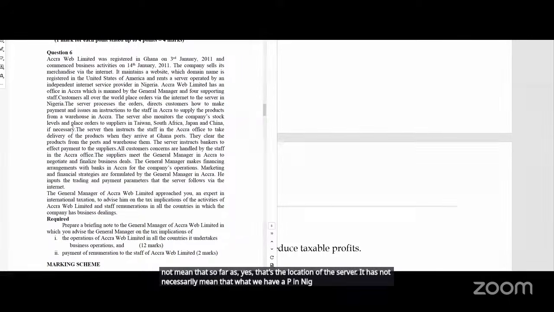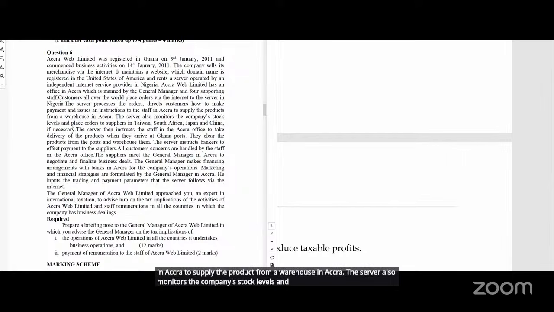Let's see. It says Accra Web Limited has an office in Accra, which is manned by a general manager and 4 supporting staff. Customers all over the world place orders via the internet to the server in Nigeria. The server processes the orders, directs customers how to make payment, and issues instructions to the staff in Accra to supply the product from a warehouse in Accra. The server also monitors the company's stock levels and places orders to suppliers in Taiwan, South Africa, Japan, and China, if necessary. The server then instructs the staff in the Accra office to take delivery of the product.